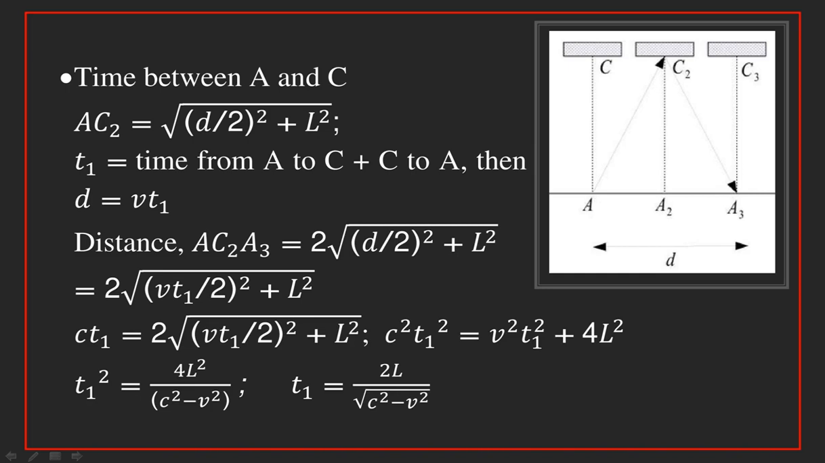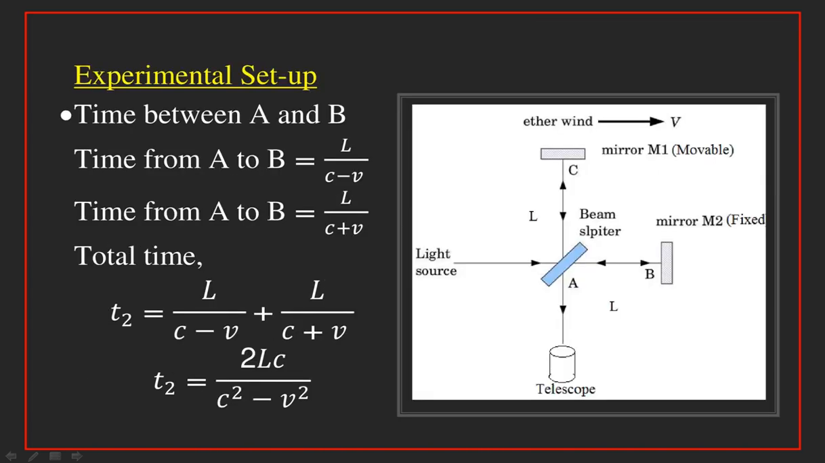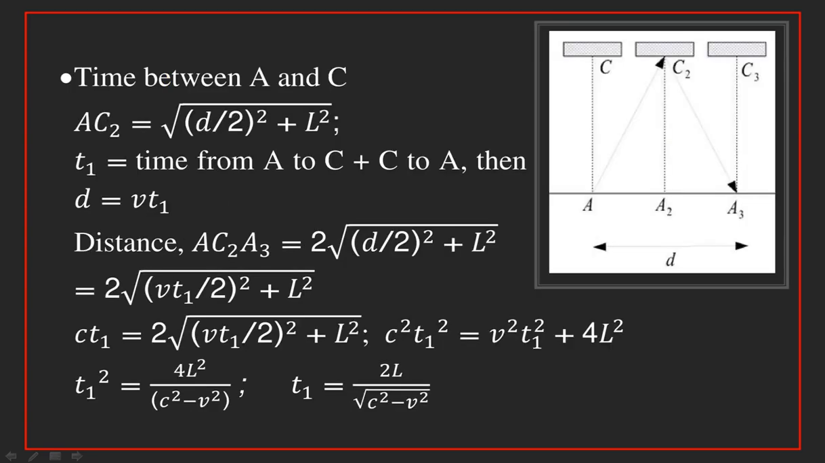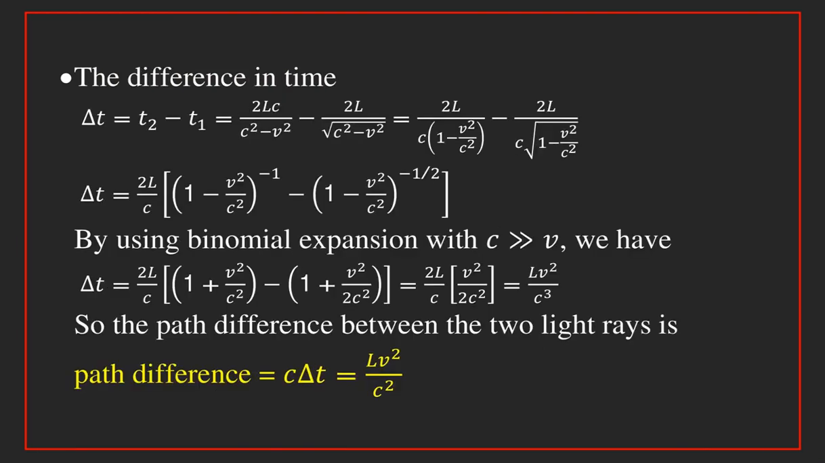Therefore, solving this equation, we get t1 is equal to 2L by root of C square minus V square. So we get two times. The time taken by one of the rays is t2 equal to 2LC by C square minus V square, and the time taken by the second ray is t1 equal to 2L by root of C square minus V square. Now we will find the time difference. The difference in time is t2 minus t1, that is 2LC by C square minus V square minus 2L by root of C square minus V square.